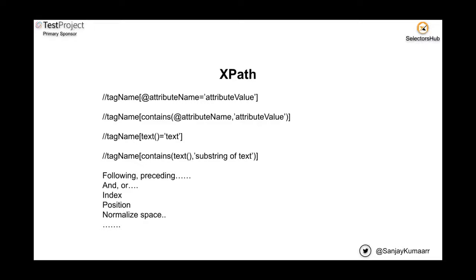What are the formulas, the patterns we can write for XPath? In XPath, there are n number of functions. In fact, not me or anyone, I believe, would be able to tell you what all functions and patterns are there in XPath. There are n number of functions. Few I have listed here, like // tag name at the rate. This is the very standard formula which people write.